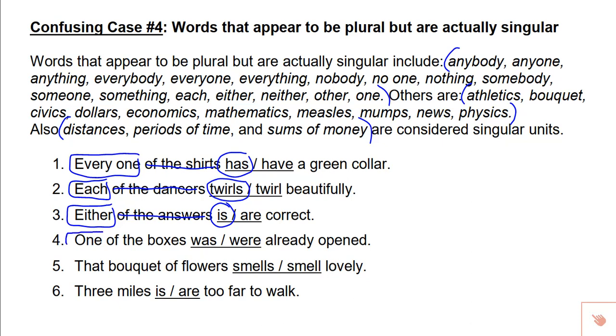One of the boxes, one, was already opened. That bouquet of flowers, bouquet, smells lovely. Three miles, miles, even though it has an S on the end, it's considered singular because it is one chunk of a distance, is too far to walk. So these are good ones to lock into your memory. These words that appear to be plural but are actually singular and therefore require a singular verb.